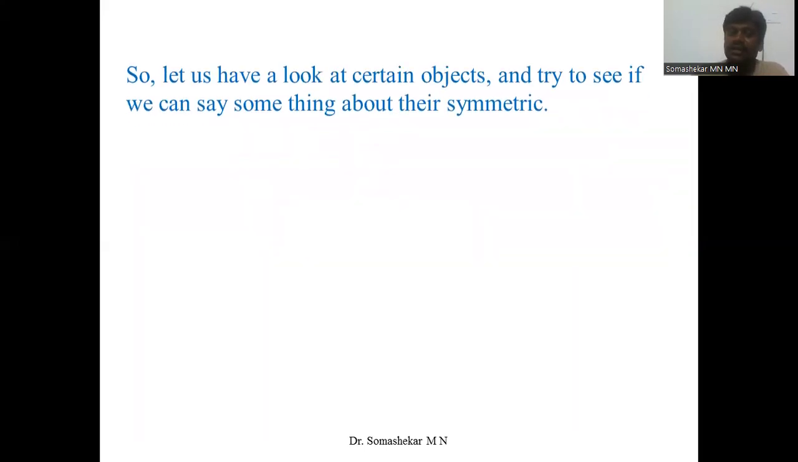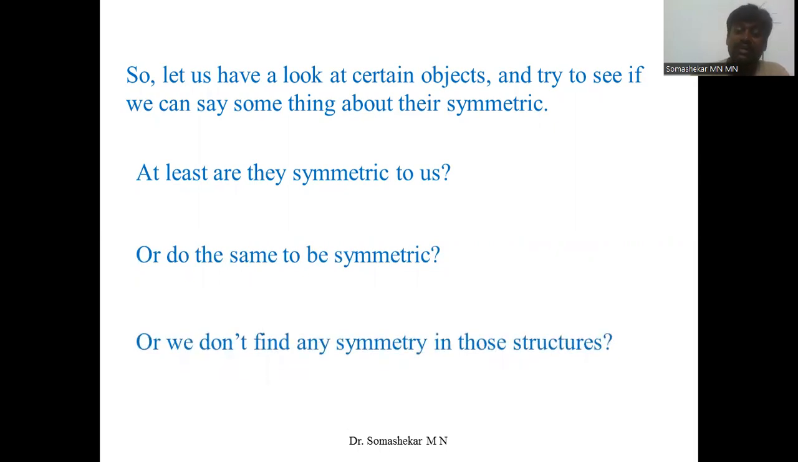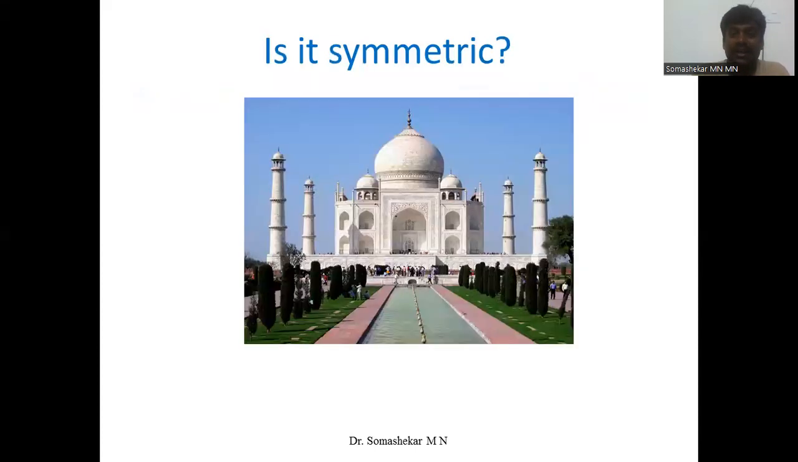Let us have a look at certain objects and try to see if we can say something about their symmetry. Do they seem to be symmetric to us, or do we not find any symmetry in those structures or objects? Have a look at this picture. It is a great mahal in India, the Taj Mahal. Do you find any symmetry? How do you find out whether there is any symmetry or not?